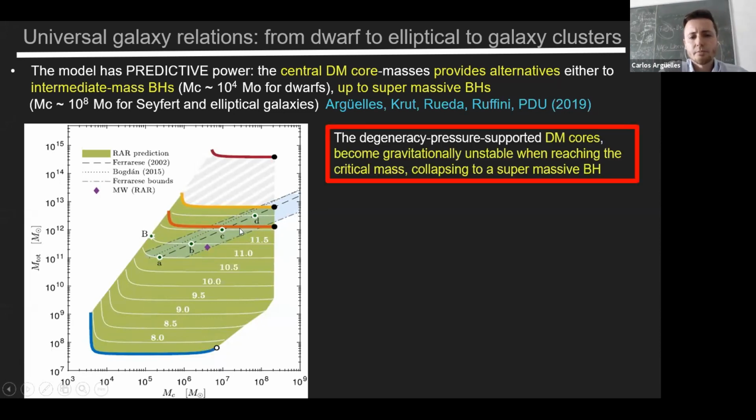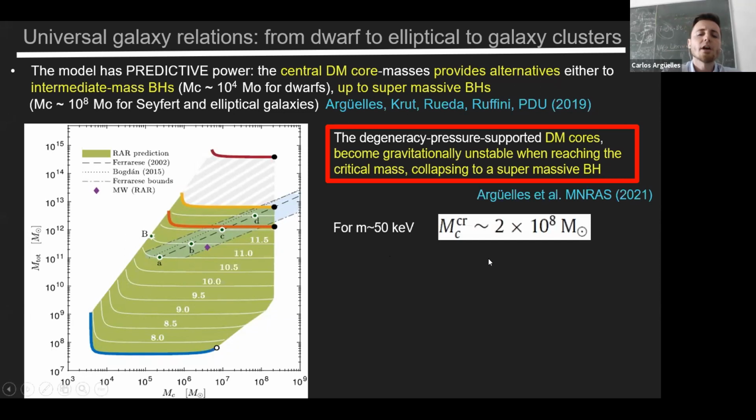Another important point, well, in diamond is the Milky Way here, is that for a particle mass of 50 keV, the maximum mass, the critical mass of the central core, is 2.2 times 10^8 solar masses, interestingly. This is the case where the degeneracy pressure, when it becomes highly relativistic, can no longer support the core gravitationally and it becomes unstable while reaching this critical mass.